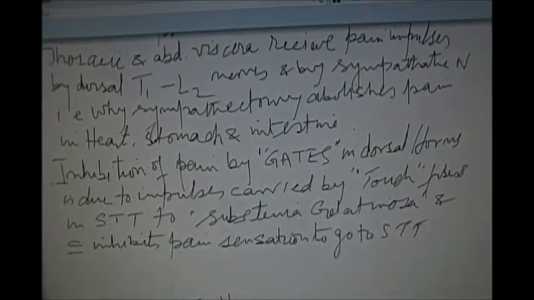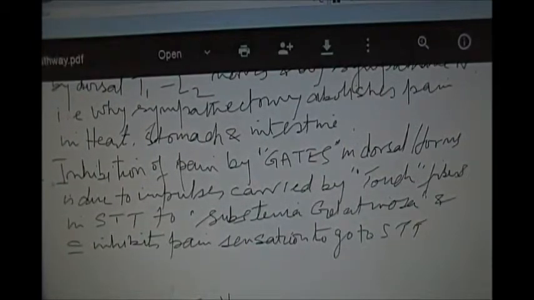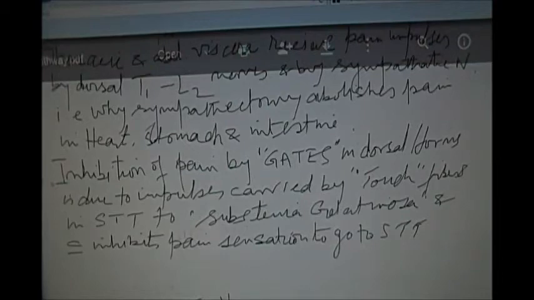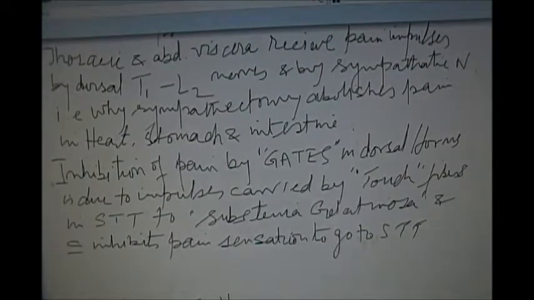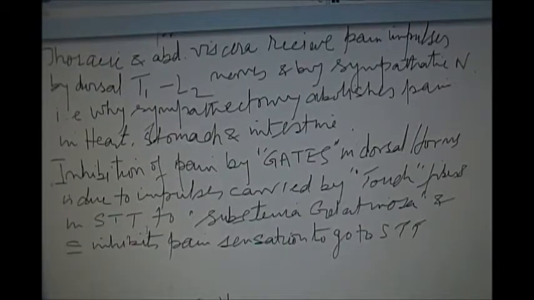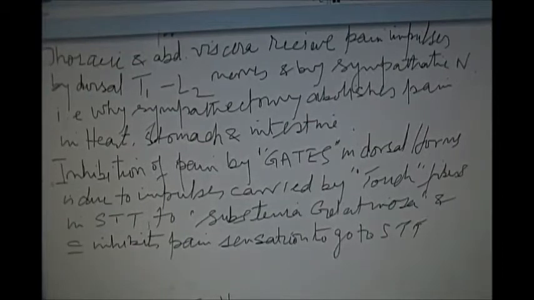Inhibition of pain by the gates in the dorsal horn is due to the impulses carried by the touch fibers in spinothalamic tract to substantia gelatinosa, and that inhibits the pain sensation to go to the spinothalamic tract. So the touch fibers stop the pain fibers because it's a nociceptive, an unpleasant feeling, so they don't let it go up into the spinothalamic tract. This is the gate theory for the pain, and it occurs in the substantia gelatinosa.